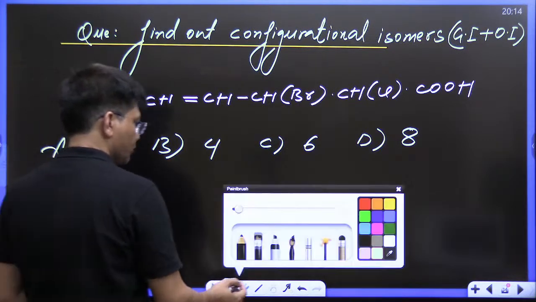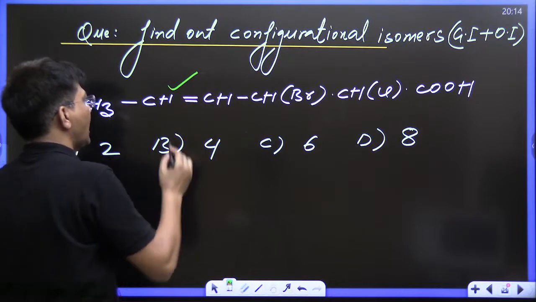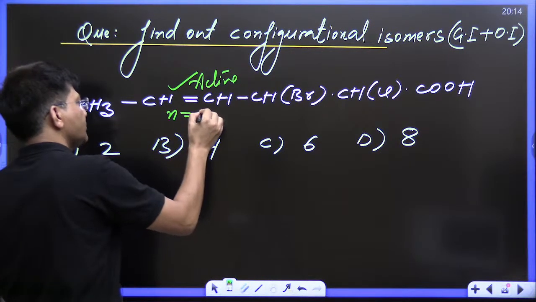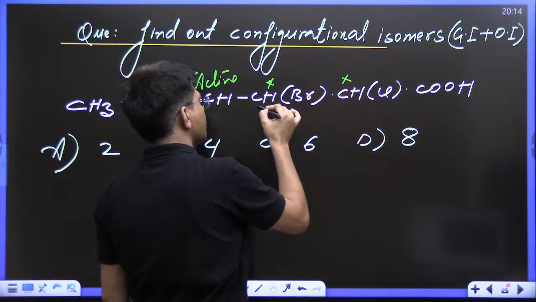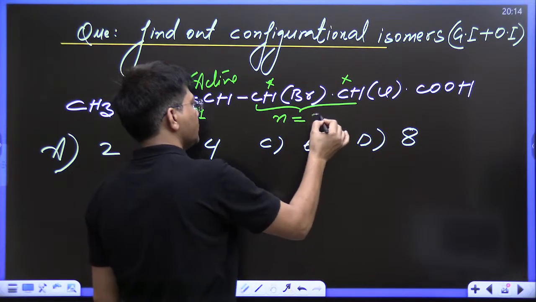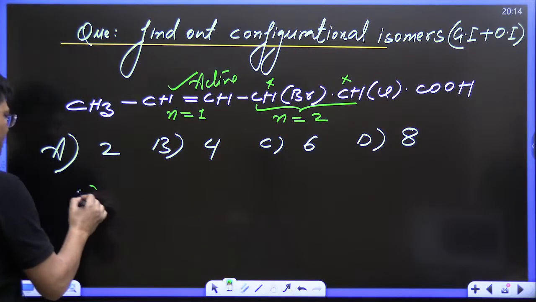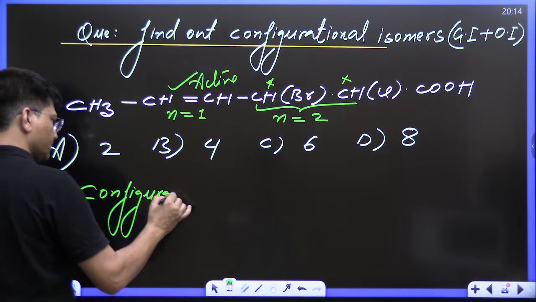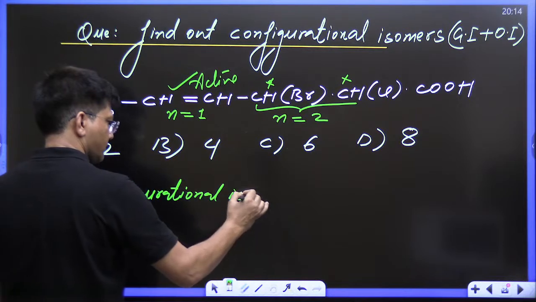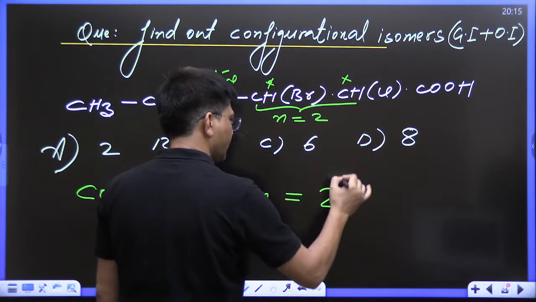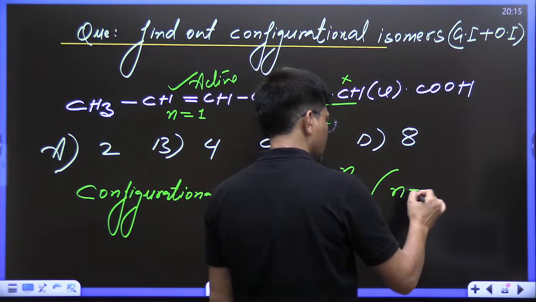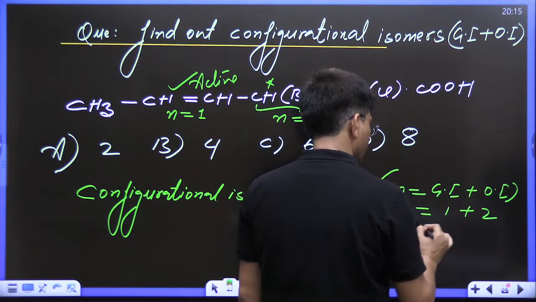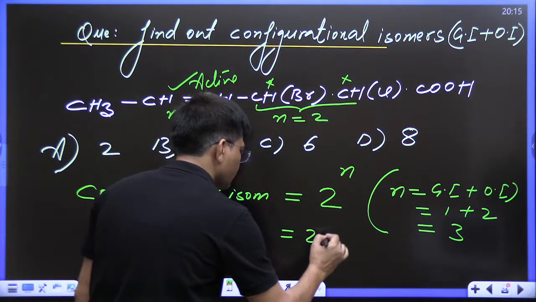Now let me tell you, kids, what the answer should be. See, this is an active double bond. So with respect to GI, the value of n is 1, and these two are chiral carbons. So with respect to optical isomerism, the value of n is equal to 2. So whenever we find configurational isomers, the number is 2 raised to the power n, and this n is equal to GI plus OI. So for GI 1, OI 2, the value is 3. So 2 raised to power 3 is 8.